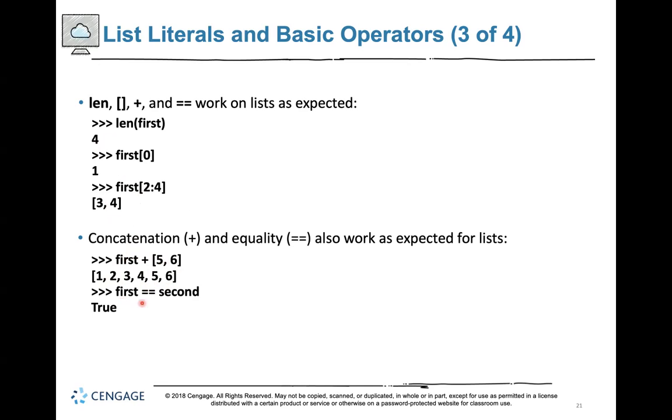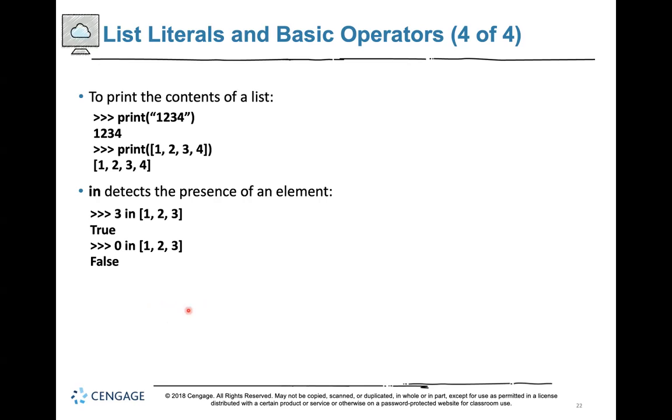You can compare if the two lists are equal structurally. This is structurally, are they equal? It will compare element by element. If they're the same, then the result is true. You can print out the content of the list. So the print function will work on that.